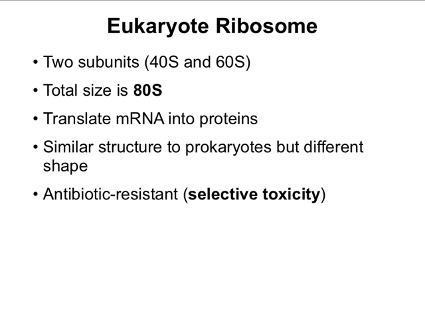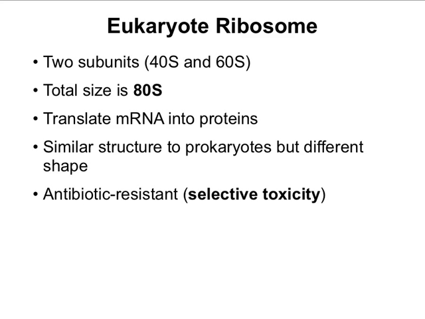Now let's take a look at eukaryotic ribosomes. As we alluded in the prokaryotic section, eukaryotic ribosomes have a different molecular structure. They still have two subunits, a 40S subunit and a 60S subunit, and the total size becomes 80S, rather than the 70S that we saw in prokaryotic ribosomes. Ribosomes are used to translate the messenger RNA that comes from DNA in the nucleus into the proteins. You'll remember from general biology, we talked about transcription and translation, or the expression of genes into proteins.